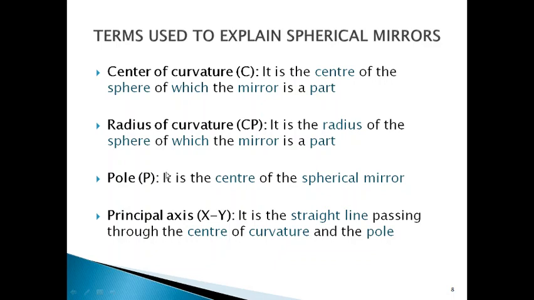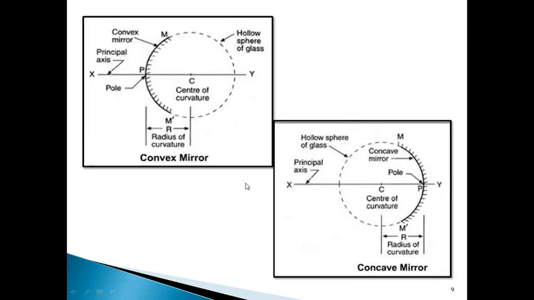Now, what is the pole of the mirror? The pole of the mirror is the center of the spherical mirror. See, this is the mirror and this is the center of the mirror, and it is known as the pole, P for pole. Now, what will be the radius of this mirror? That is CP. Here, CP will be the radius of the mirror.